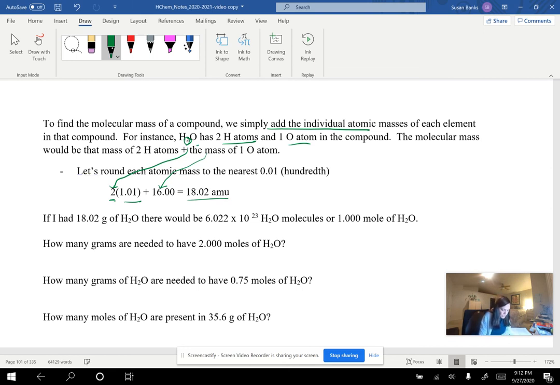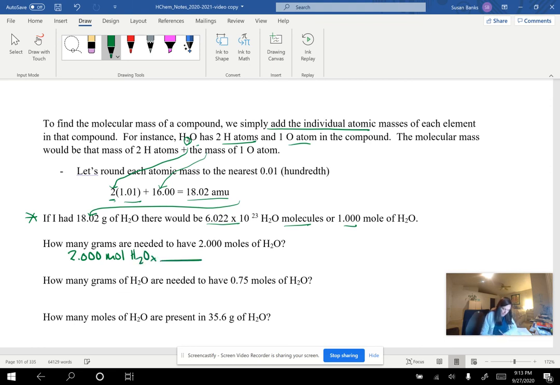So if I do that in grams, that will give me a mole. So if I have 18.02 grams of water, there will be 6.022 times 10 to the 23 water molecules, or 1 mole of water. So how many grams would I need for 2 moles of water? So we're going to use this relationship right here to figure that out. So 2 moles of water.